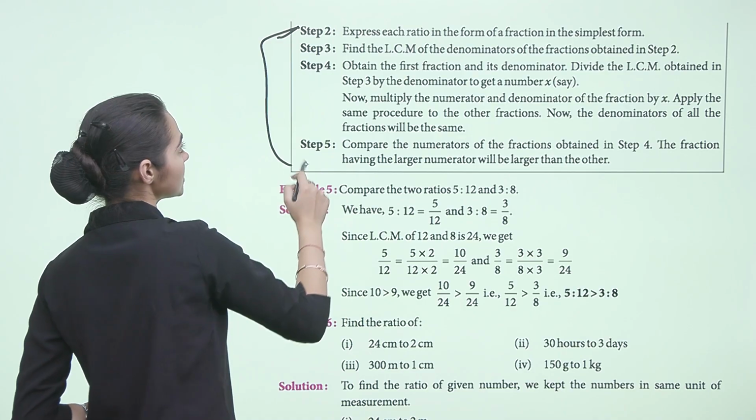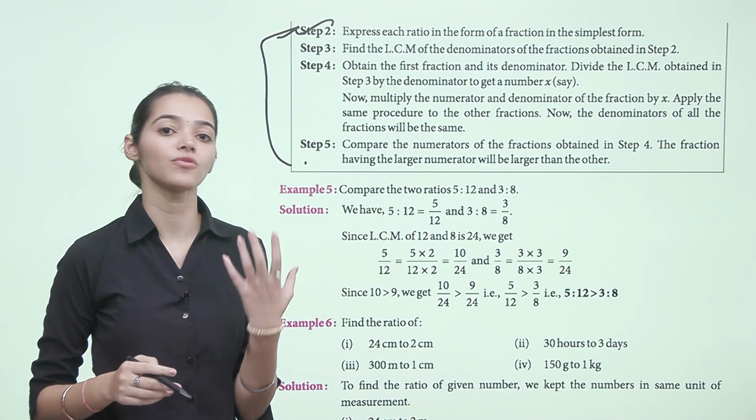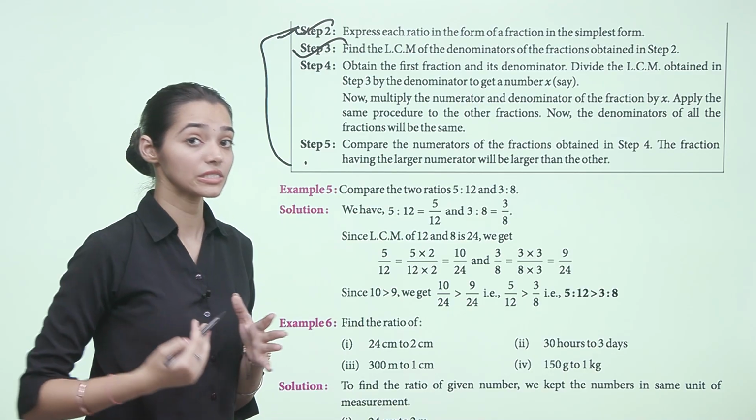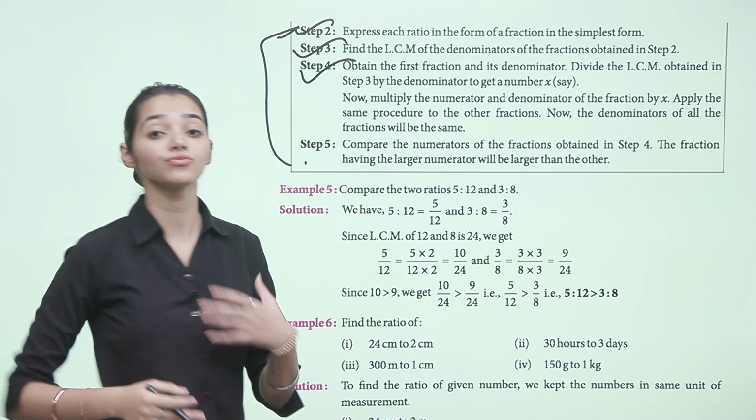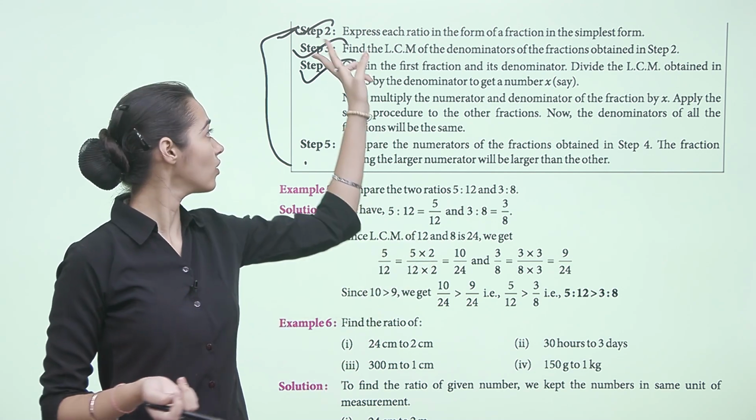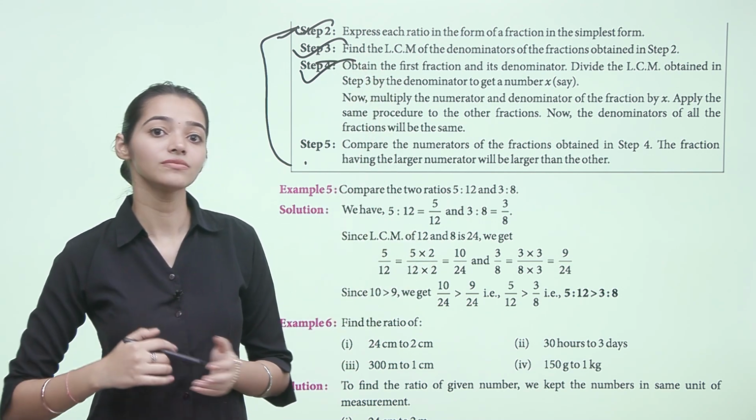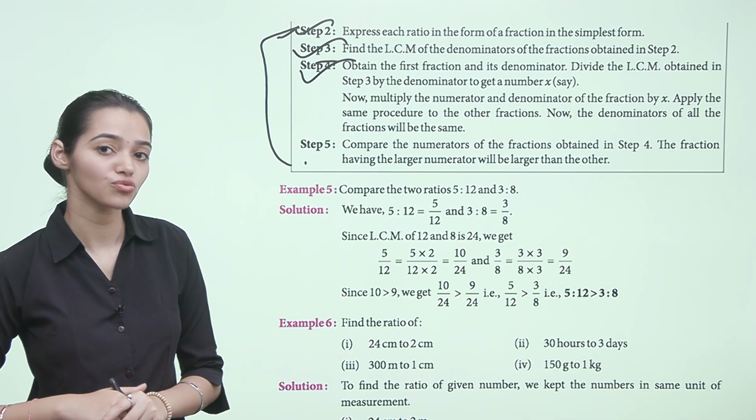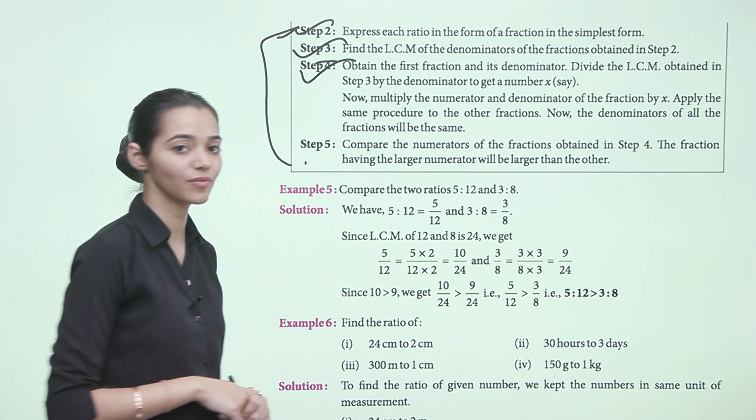After that, in step 2, you will express the ratio in the form of a fraction. Then you will find the LCM of the denominators that you obtain in the second step. Then we will divide the LCM from the 3rd step by each denominator, and multiply the numerator and denominator by that number. Then we will apply the same procedure to the fractions, and the denominators of the fractions will be the same.